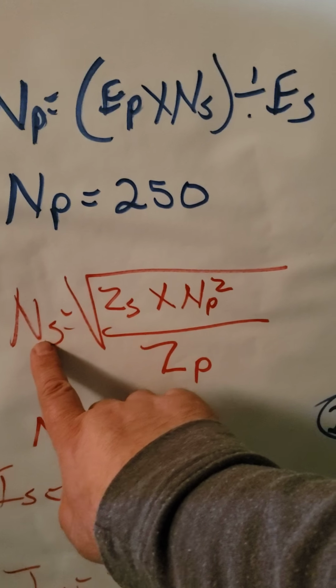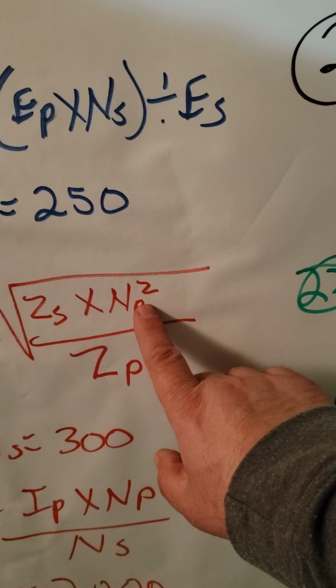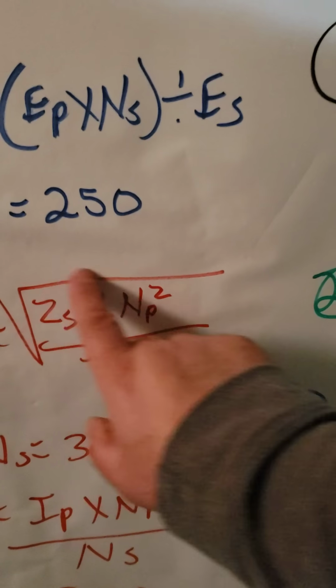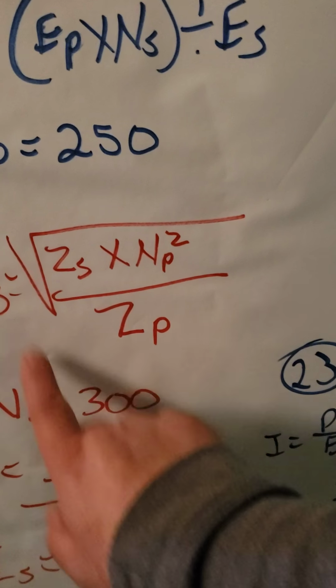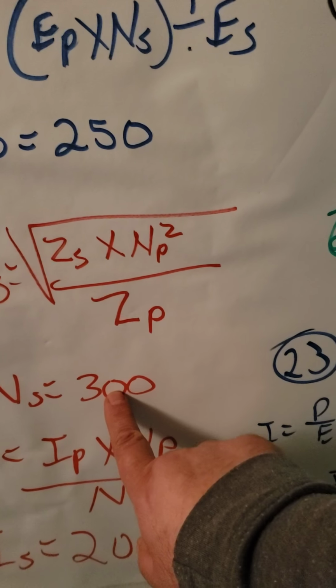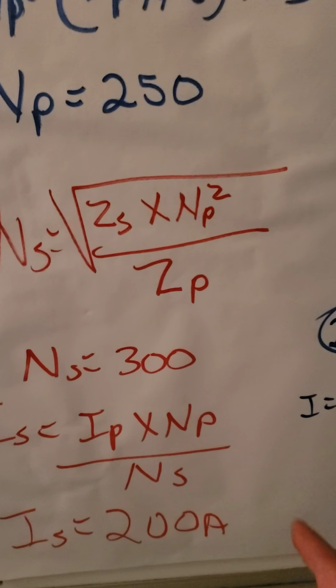All right. Number 18, NS equals ZS times NP squared divided by ZP, square root. You multiply that, divide, and then square root at the end, and it gives you 300. That's how you find the turns.